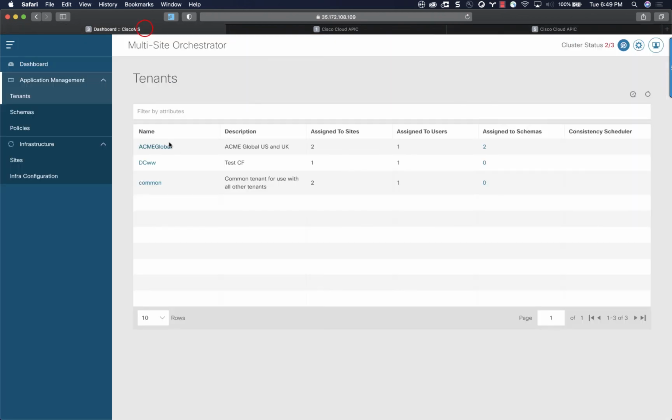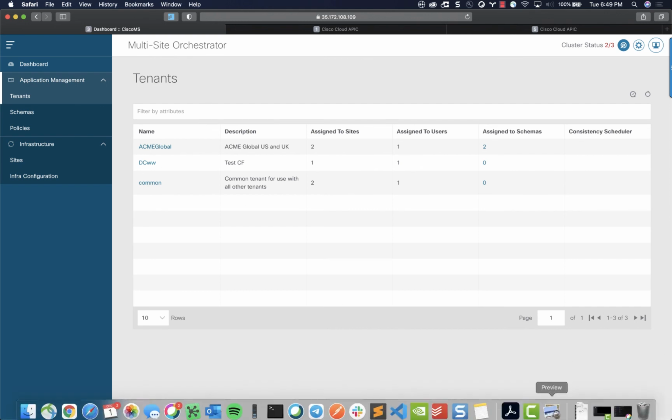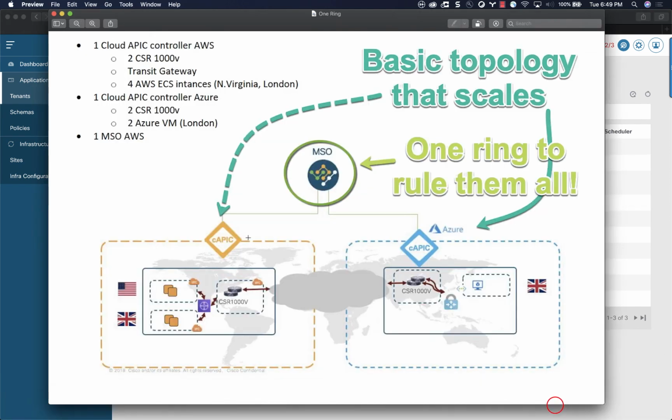So if we go back here, we can see that we have created this tenant and we've pushed it out to 2 different disparate clouds, and we didn't have to go through the rigmarole of translating it. MSO does that for us. So that's our first little demo here.